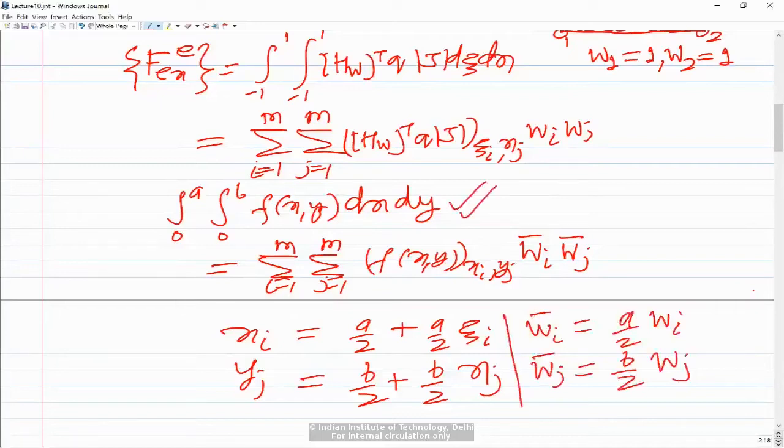If the limits are a1 to a2, b1 to b2, then also you can do. So this a by 2 would be replaced by (a1 plus a2) by 2 plus (a2 minus a1) by 2 into xi, and similarly (b1 plus b2) by 2 plus (b2 minus b1) by 2 into eta. That would be your y_j, and then w_i bar would be (a2 minus a1) by 2 into w_i, and w_j bar would be (b2 minus b1) by 2 into w_j. So that way also you can do these integrations. So you can use Gauss quadrature numerical integration to evaluate the integrals of this type also.